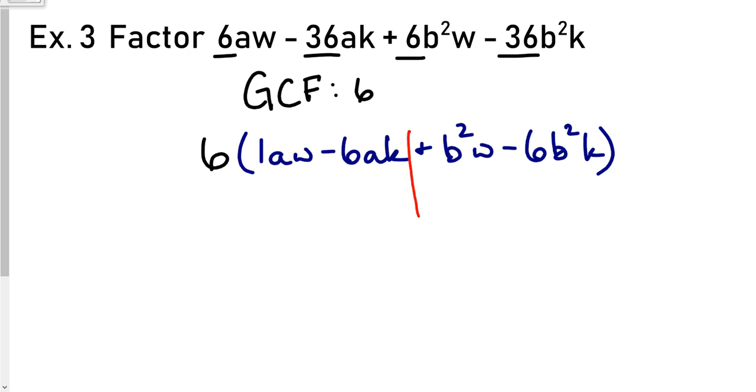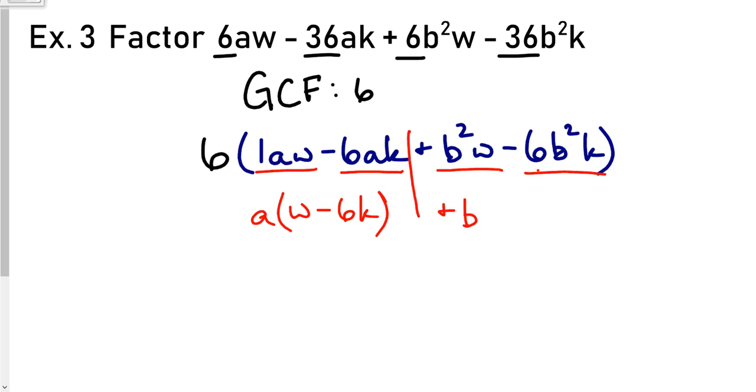What's the GCF between 1aw and negative 6ak? Well, literally just a. Okay, that's my GCF. So what's left? w minus 6k. Over on the right-hand side, between b squared w and negative 6b squared k, what's the GCF? Well, b squared. Okay, so a positive b squared. And what do I have left over? Oh ho ho, w minus 6k.